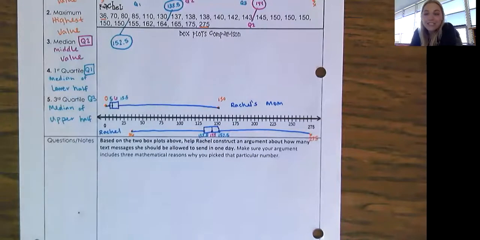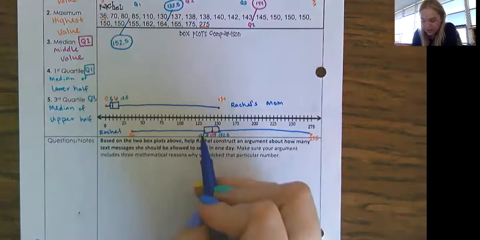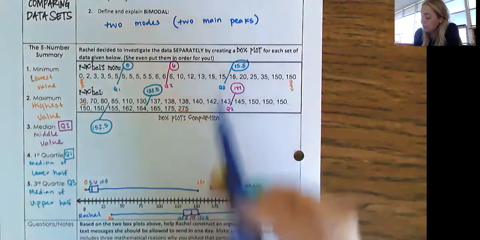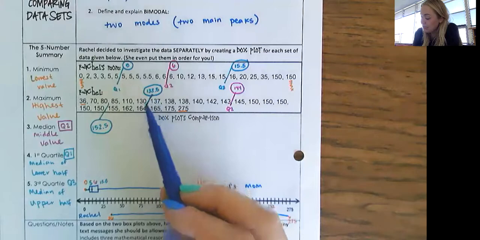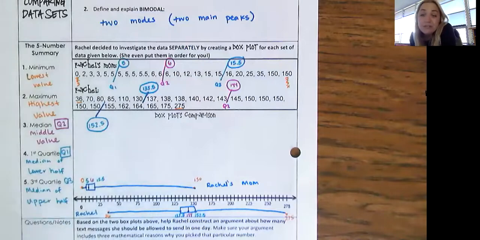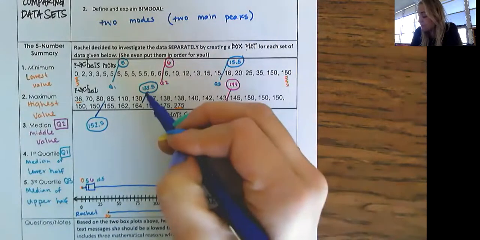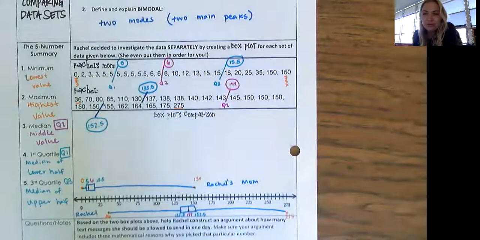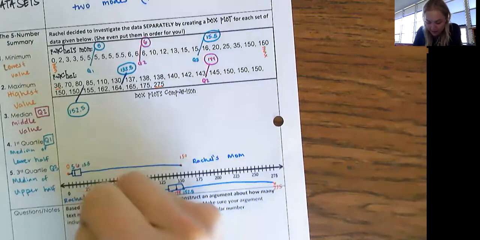Okay, hopefully you actually did what I said. So where are the majority of Rachel's friends? Most of her friends send inside this box. Because remember, we split the data into 1, 2, 3, 4 pieces. So if we split it into 4 pieces, between this and this, you had 2 of those 4 sections of people. That's 50% of the people. 50% of the people fall between Q1 and Q3. That means half of Rachel's friends send between 133.5 and 152.5 texts.